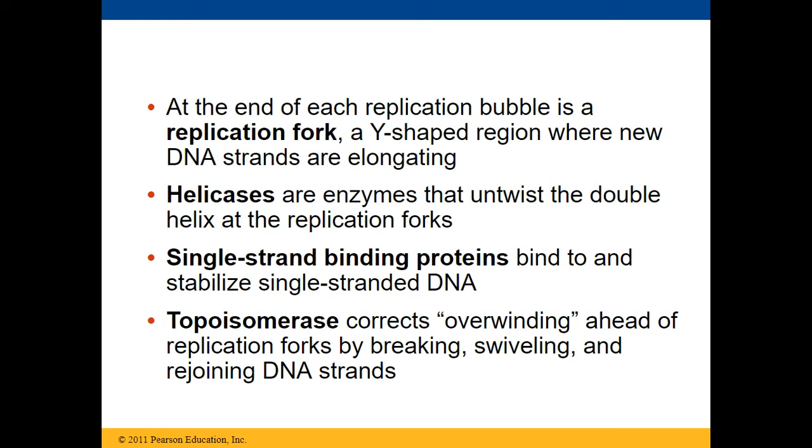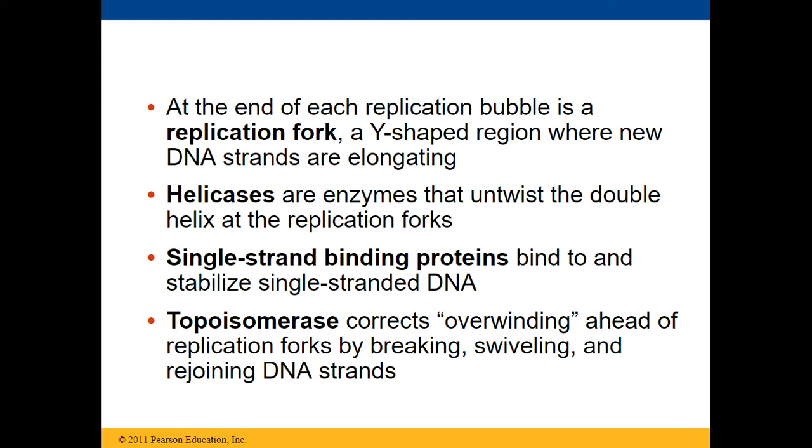We also have single-stranded binding proteins that bind to and stabilize that single strand of DNA so it doesn't rewind together. And then we have, I'd never say this one right, topoisomerase. Topoisomerase corrects the overwinding ahead of the replication fork by breaking, swiveling, and then rejoining the DNA strands.